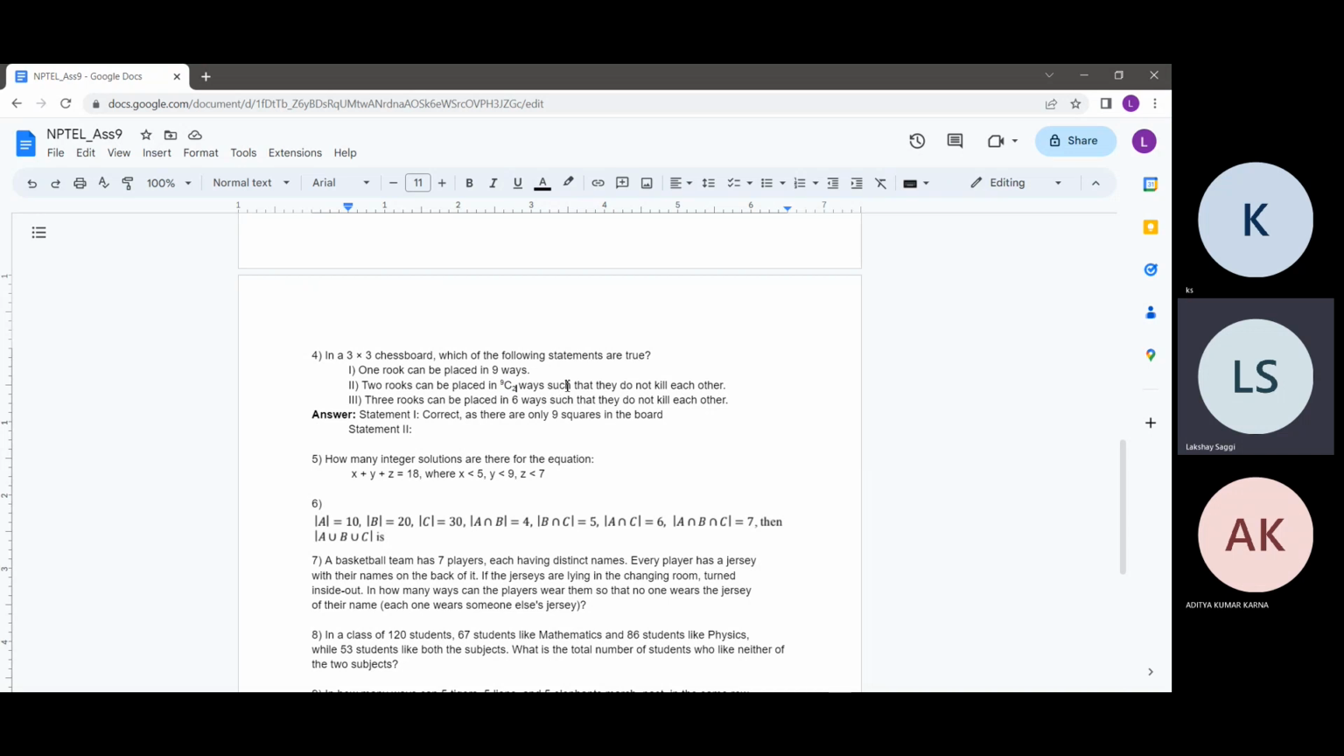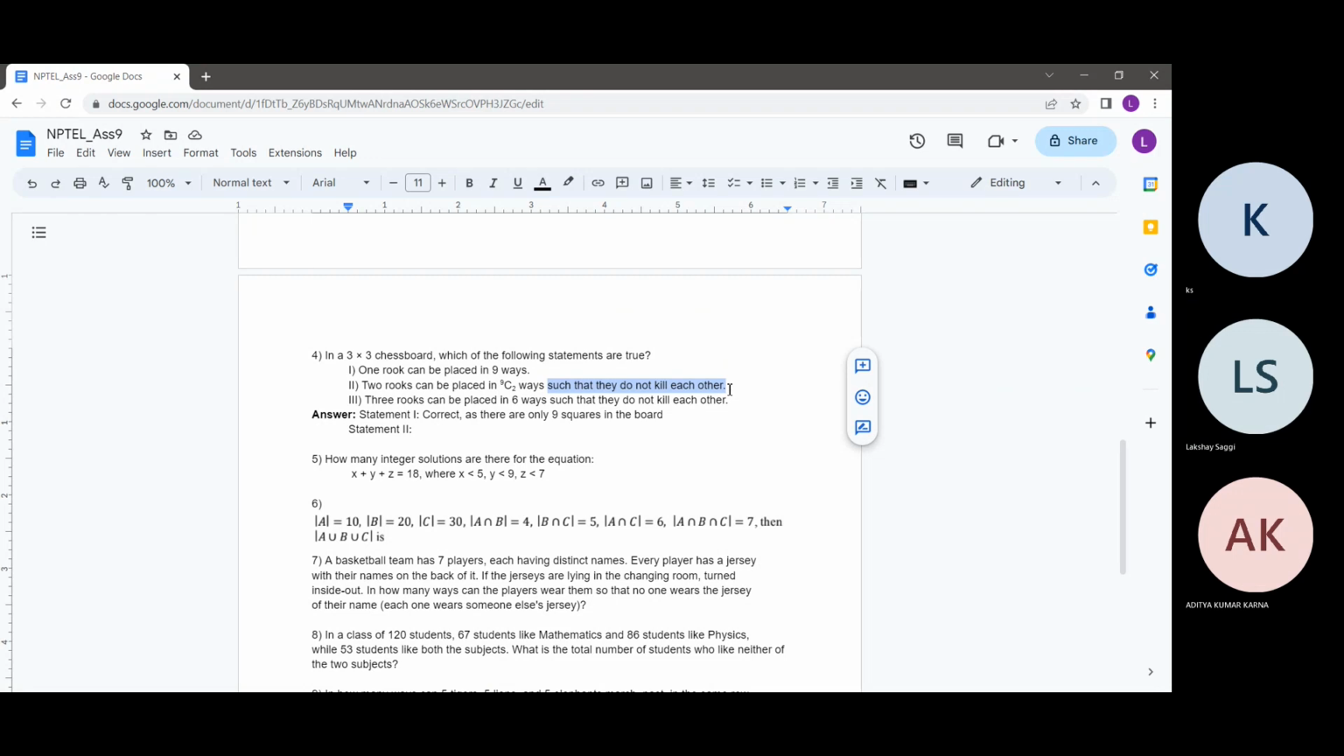So is this the correct number of ways? Because in the number of ways, the restriction is that the rooks should not kill each other, right? But if I just select any 2 arbitrary squares in the 3x3 chessboard, then it's possible that the 2 rooks will be killing each other. Suppose both the rooks are placed in the first column only, one in first column, first row, and the second rook in first column, second row. Those two rooks can kill each other.